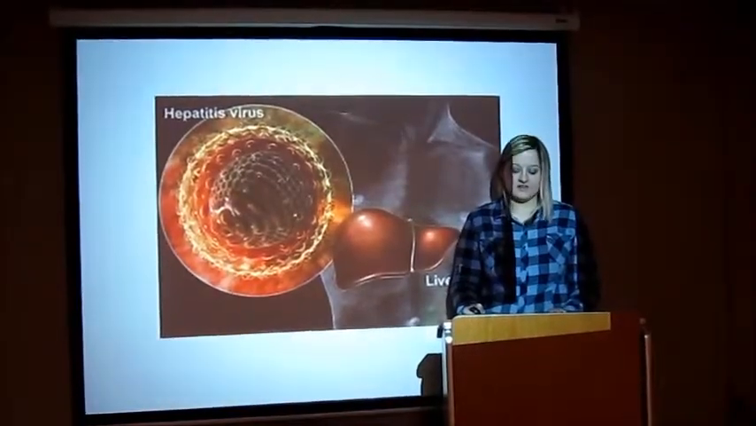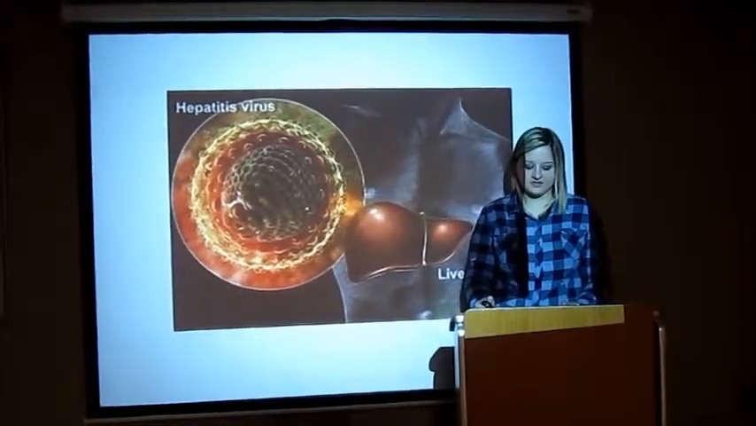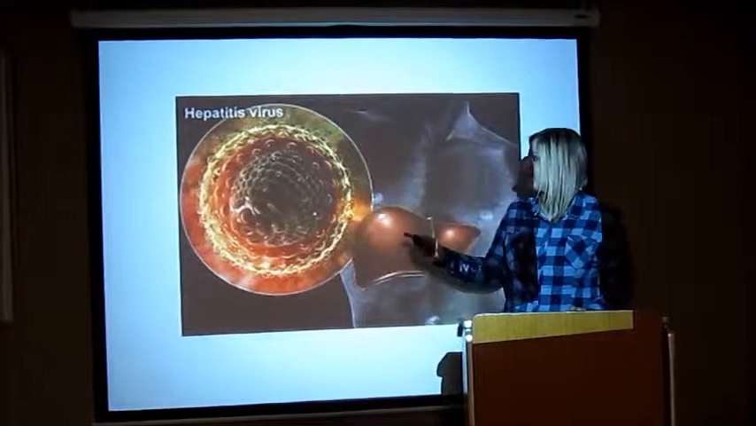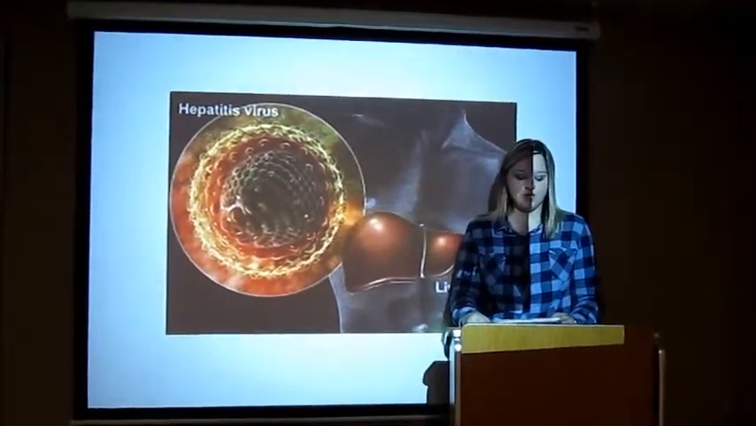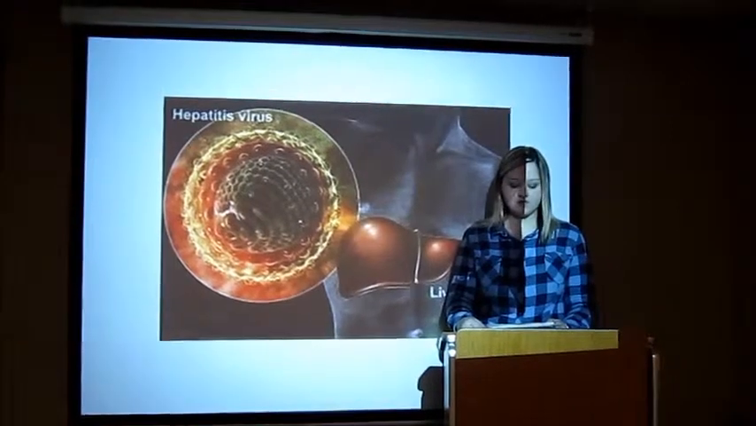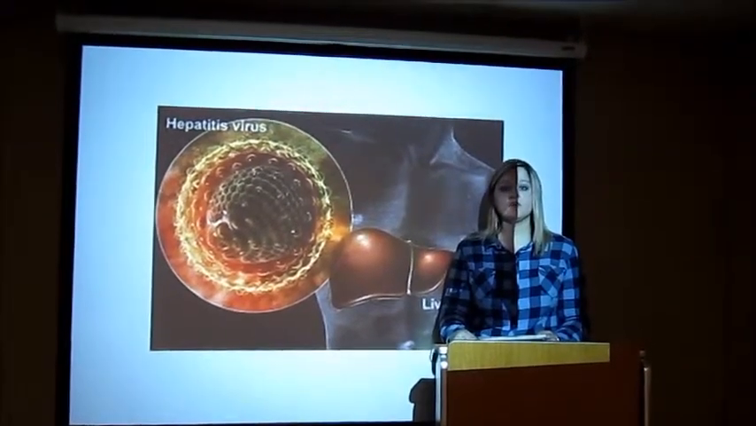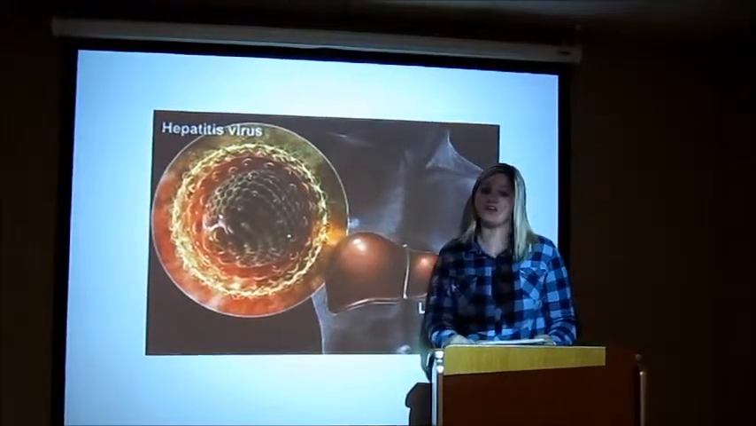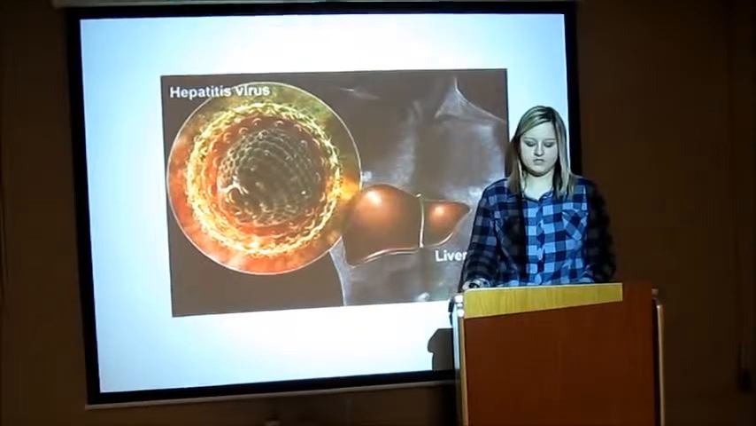Viral hepatitis is the inflammation of the liver and also refers to a group of viral infections that affect the liver, as shown right here. Viral hepatitis can be either acute or chronic. Acute means that the inflammation of the liver lasts less than 6 months. Chronic means that the inflammation of the liver lasts longer than 6 months. Signs and symptoms vary for each.